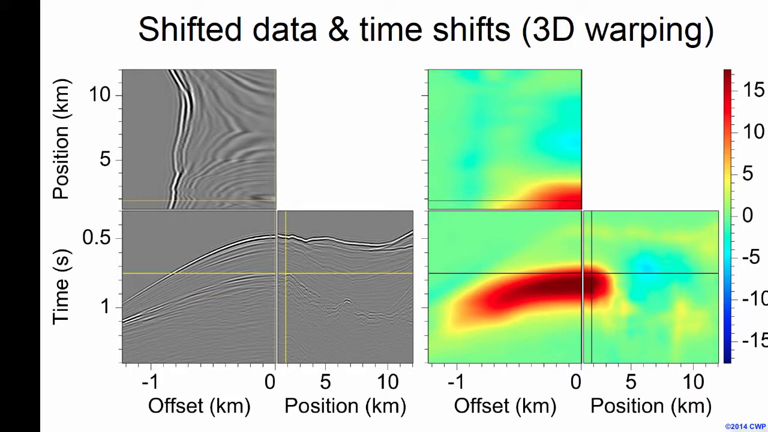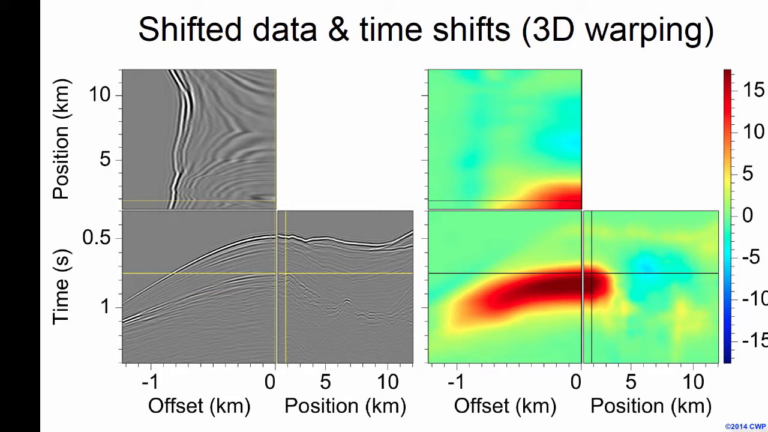So we're using here dynamic image warping to estimate time shifts. If you're not familiar with dynamic image warping, all you need to know for our purposes is that it's a method for estimating shifts between two sequences, or two images in this case. And it allows us to constrain how rapidly the shifts change, so it allows us to constrain the derivatives of shift. In this case, I'm using a 3D warping, so that means I'm constraining the derivatives of the shift in all three directions. So in position, which refers to shot position, offset, which is receiver offset, and then time, obviously.